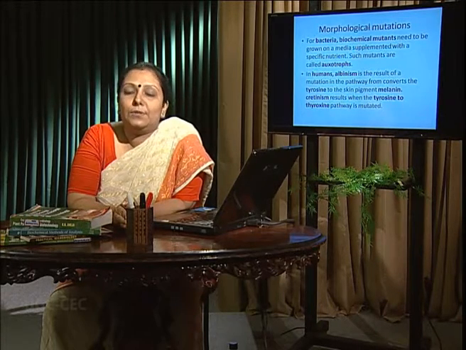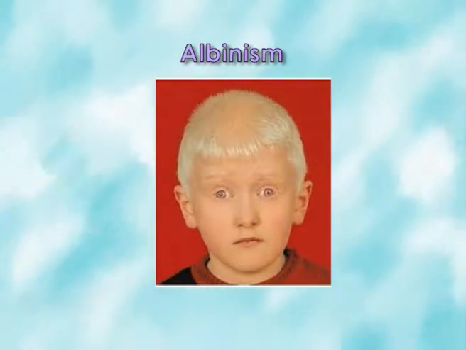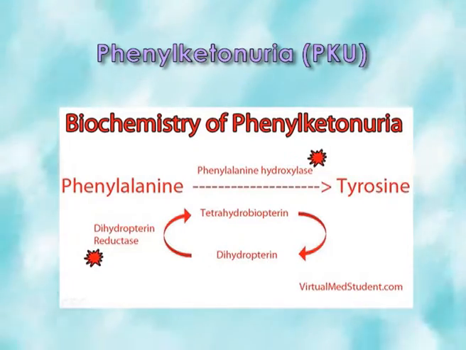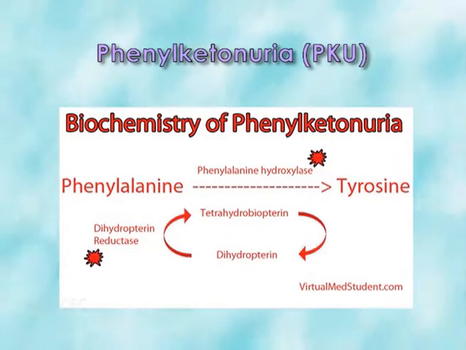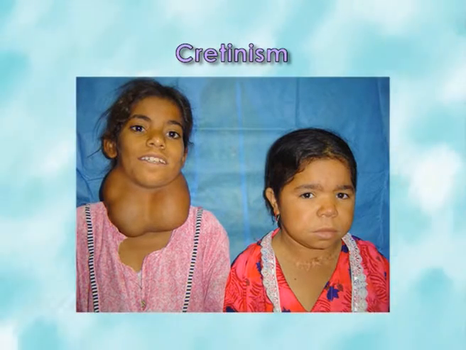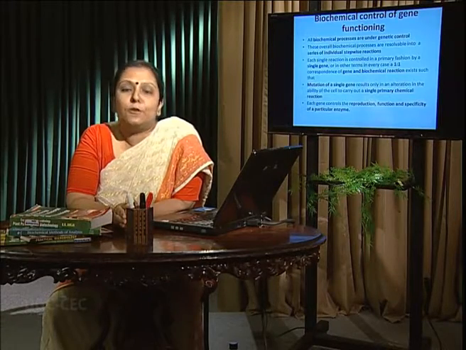It was found in humans that albinism, phenylketonuria, as well as cretinism occur. Albinism is related to morphological mutation because it is visible. In albinism we find impairment of melanin synthesis from tyrosine, and in cretinism thyroxine is not produced in a proper manner from tyrosine.